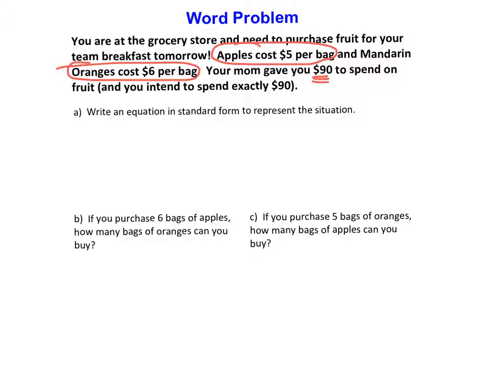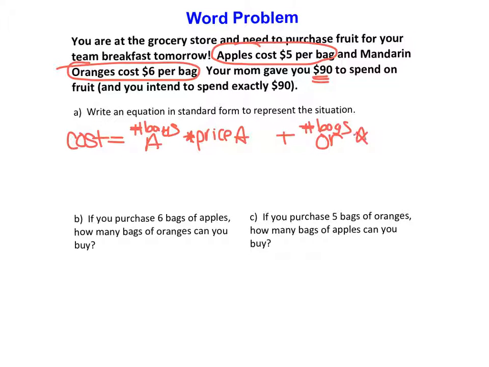Here we can see that we're calculating cost. Our cost, which I'm going to write out, is calculated by taking the number of bags of apples times the price of apples, added together with the number of bags of the oranges times the price per bag of oranges. So that's really how we calculate our cost in this situation. Now, let's fill in some of those pieces that we know. The first thing we know is that our cost is going to be exactly $90. So we can substitute the 90 in for our cost.